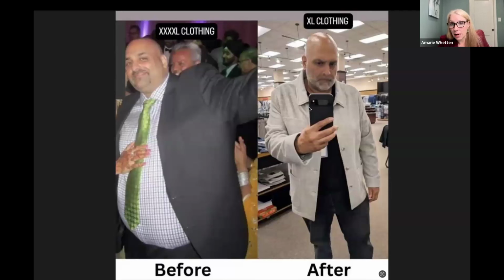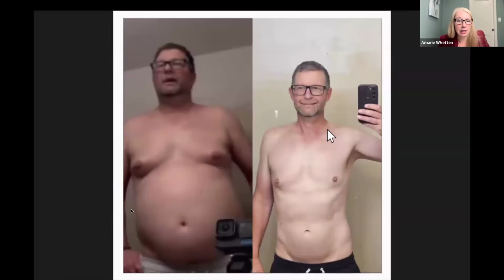Before this took some time, obviously, to lose this much weight, but this gentleman got his insulin resistance under control, got rid of the belly fat. I just saw this guy a couple of weeks ago in Las Vegas when I was there. He looks like a young man now, instead of an aging person.